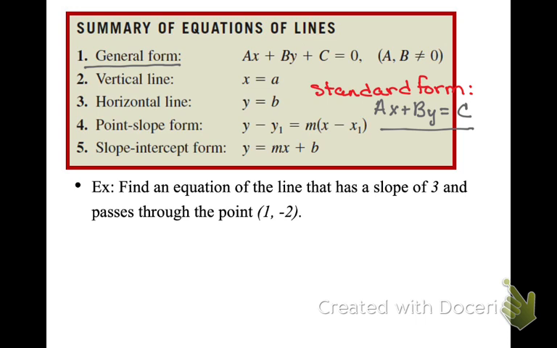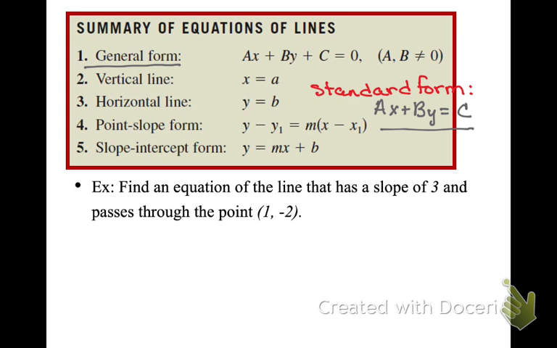So what's the rule about general and standard? A cannot be negative and no fractions. No fractions anywhere. A, B, or C, no fractions. And to clear a fraction, we multiply by the least common multiple, correct? And we will work on that a lot this year. You said no fractions? No fractions. None, in both general and standard form.